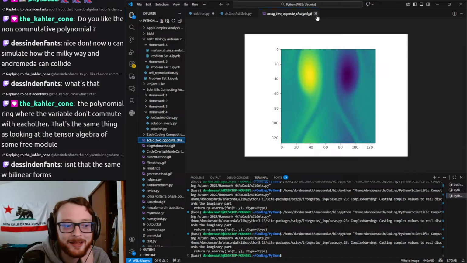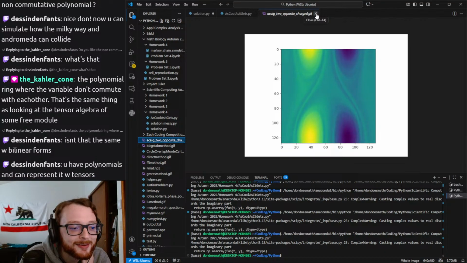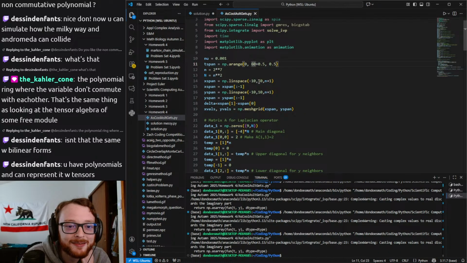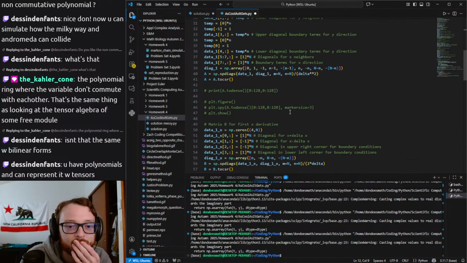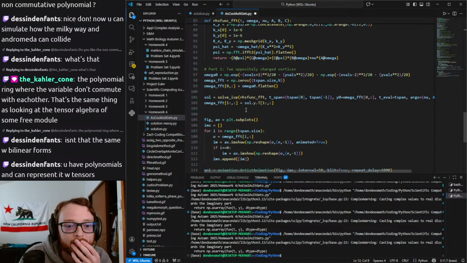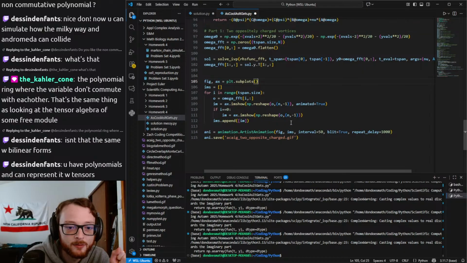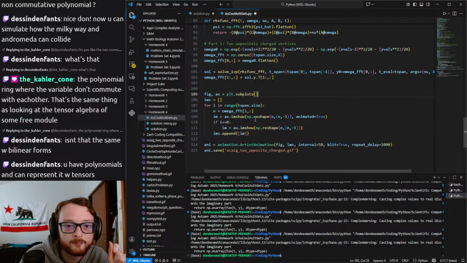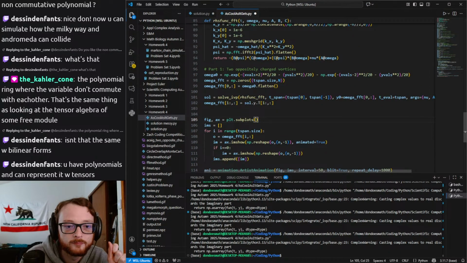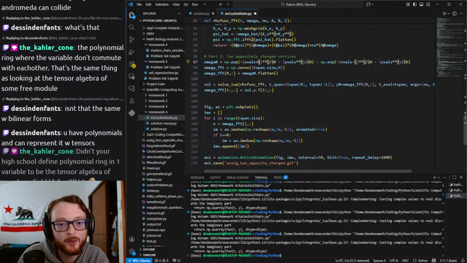I want to make them collide. Huh. Okay, let's go back down to 6. Okay, let's actually... Maybe we should focus. Two oppositely charged Gaussian vortices next to each other. Let's just get that, so it's out of the way. So let's separate them back a bit.